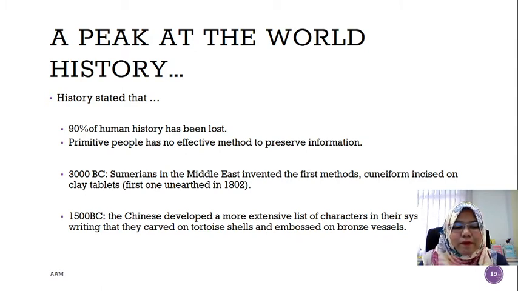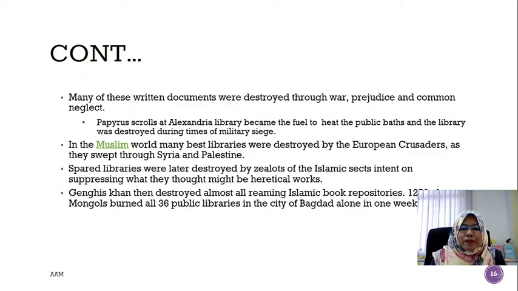Okay, while in 1500 BC, the Chinese developed a more extensive list of characters in their system of writing, which they carved on turtle shells and embossed on bronze vessels. We want you to know that this part of managing information is quite crucial. Previously, we didn't have any methods to preserve that kind of material. So many of these written documents were destroyed through war, prejudice, and common neglect.